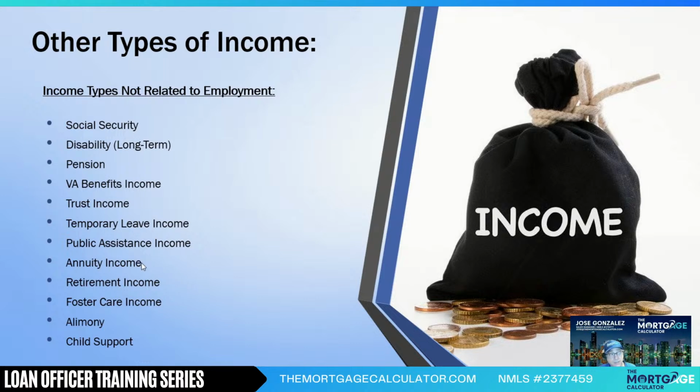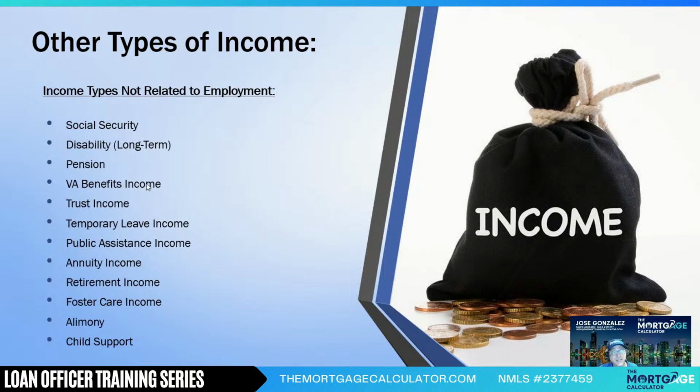Annuity income, same thing. Document monthly receipt, frequency, amount, and continuance. Public assistance, same thing. Very important. Public assistance, continuance for at least 3 more years. Temporary leave, we discussed that. That's like short-term disability or paternity leave. Trust income, similar. That's similar to pension income. There, document the monthly amount and continuance.